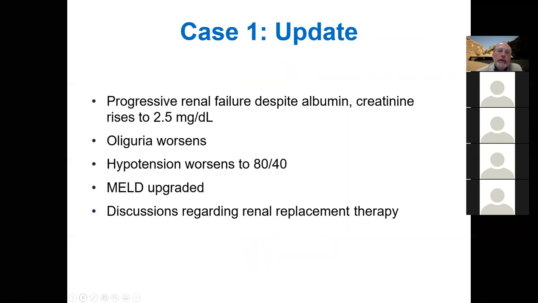That's a little bit of a case. Progressive renal failure despite albumin. Creatinine has jumped to 2.5. Worsening urine output. Blood pressure, 80 over 40. MELD's been upgraded, discussing renal replacement therapy. And anybody with cirrhosis who needs renal replacement therapy should be on CVVH. You should not be using dialysis in these patients. It's going to make the hypotension worse, worsening liver perfusion, liver function, and worsening renal perfusion. Very important.